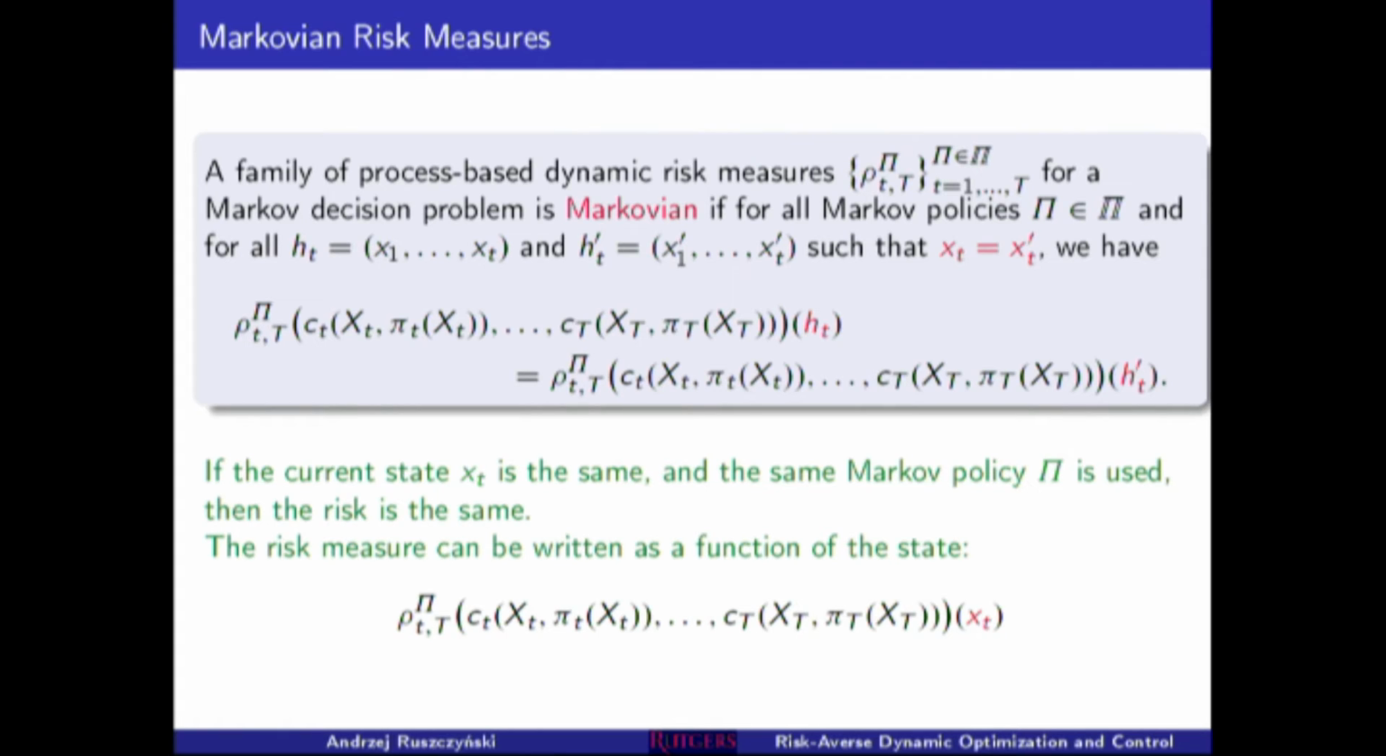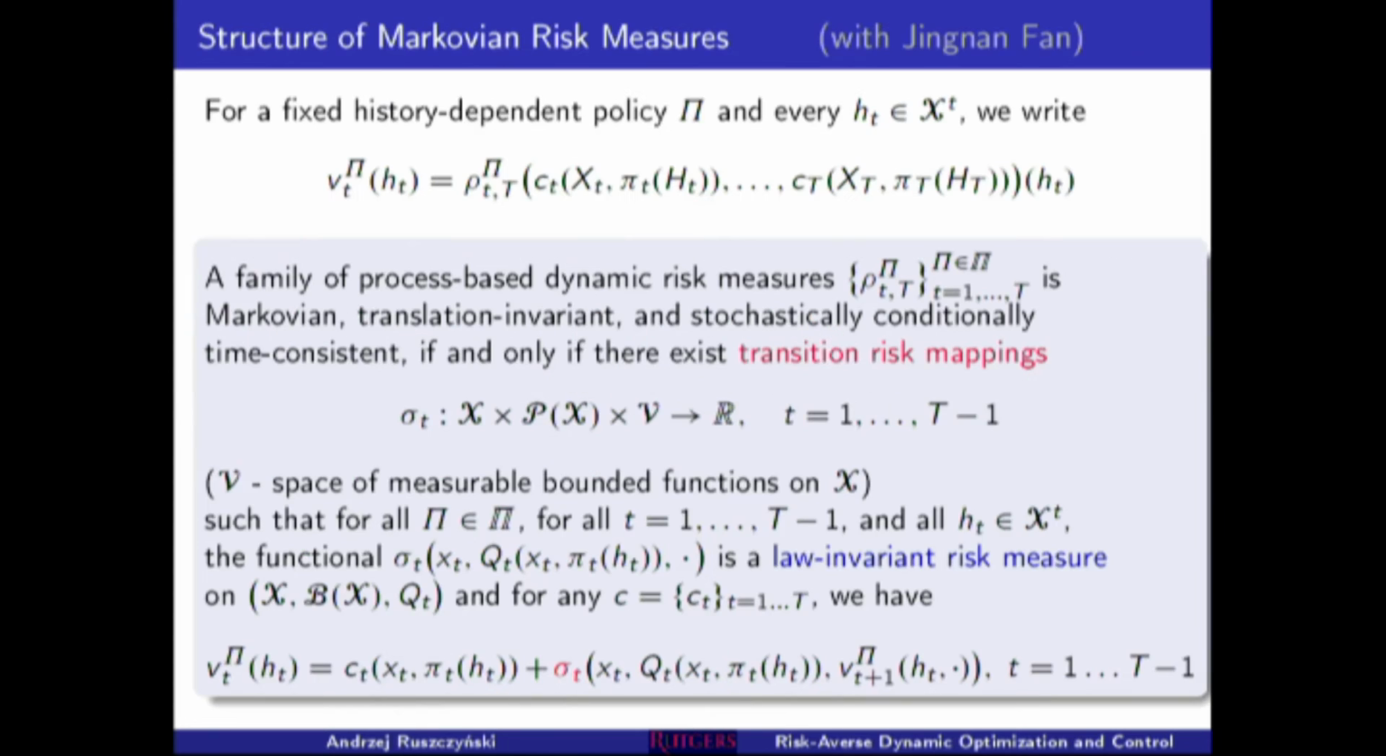Risk evaluation should not depend on how I got to this state, but rather where I am currently now. So then I can write the whole thing as a function of the state. This is a busy transparency, but I want to summarize what it is about here. I use the symbol V for the value of the policy.